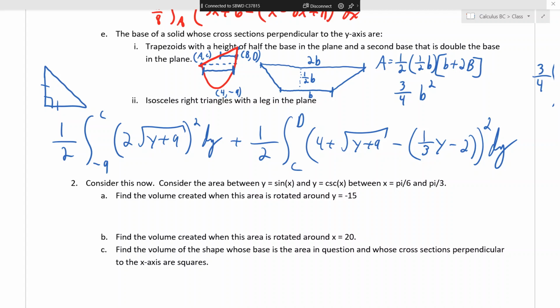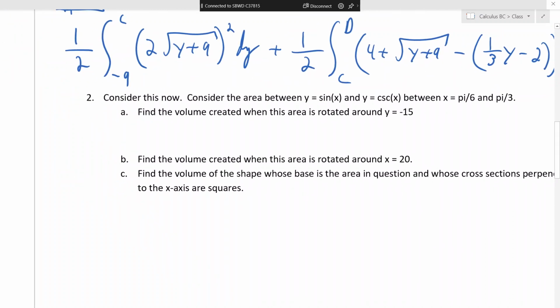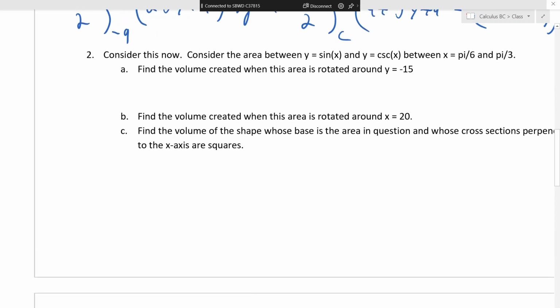Okay. Consider this now. We got sine of x and cosecant of x between pi over 6 and pi over 3. All right, I'm going to do that down here. This is what I heard y'all say yesterday, like there's no bounds on this. It doesn't stop. That's what the x values are for, okay? So cosecant looks like this thing coming down, and sine on this interval is coming up like this, and they just stop. So we want the area in there.